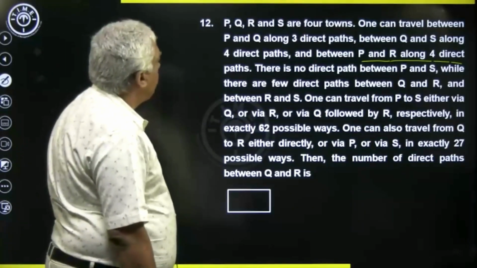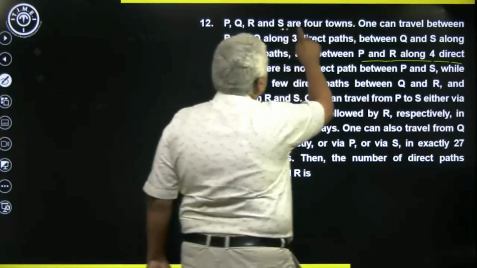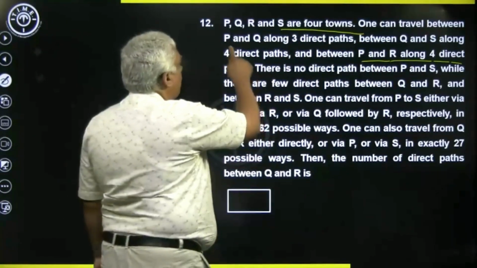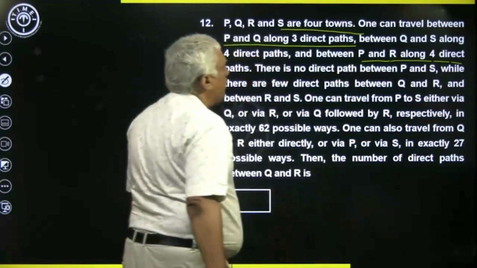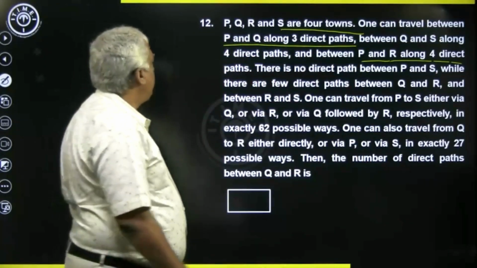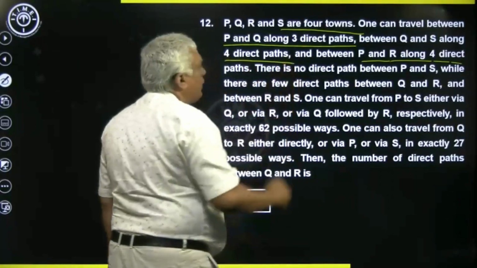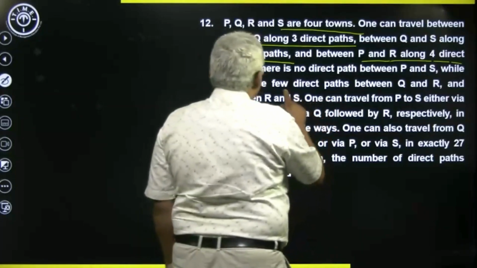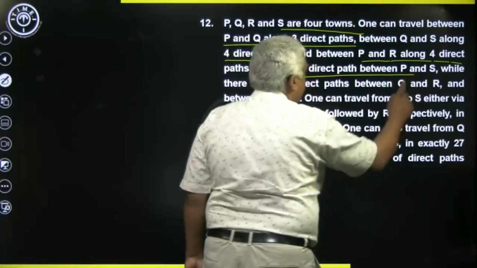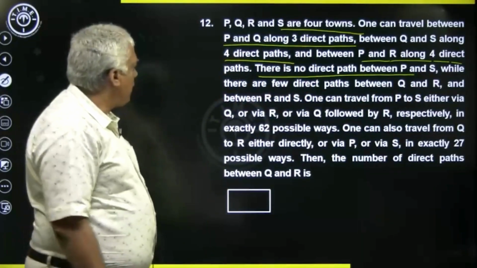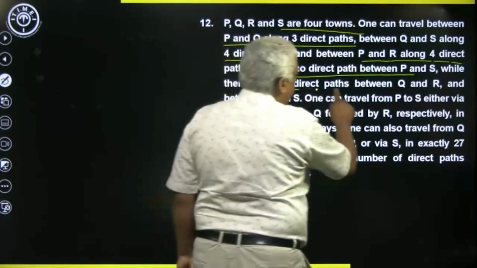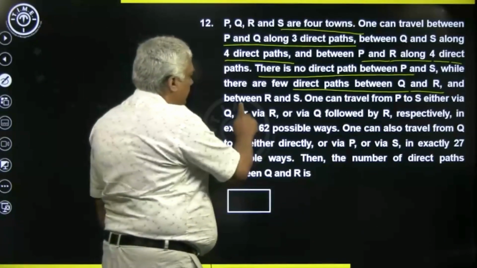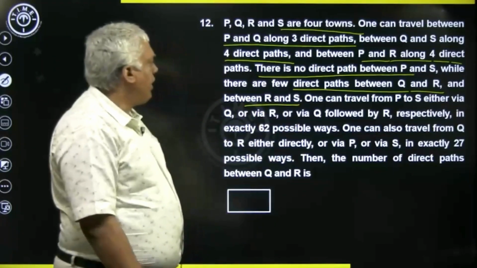P, Q, R and S are 4 towns. One can travel between P and Q along 3 direct paths, between Q and S along 4 direct paths, and between P and R along 4 direct paths. There is no direct path between P and S, while there are a few direct paths between Q and R and between R and S.